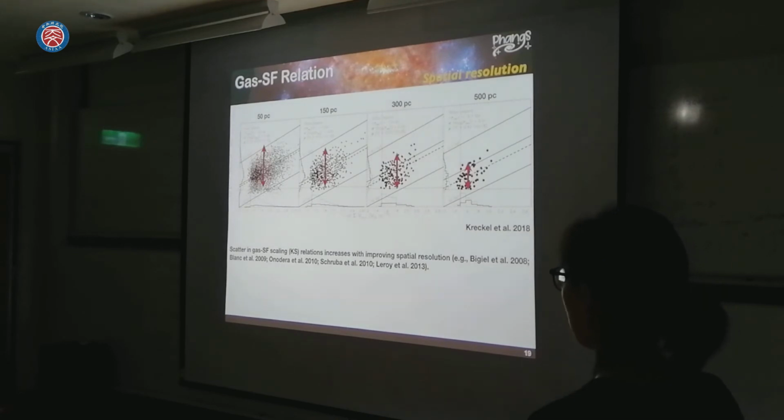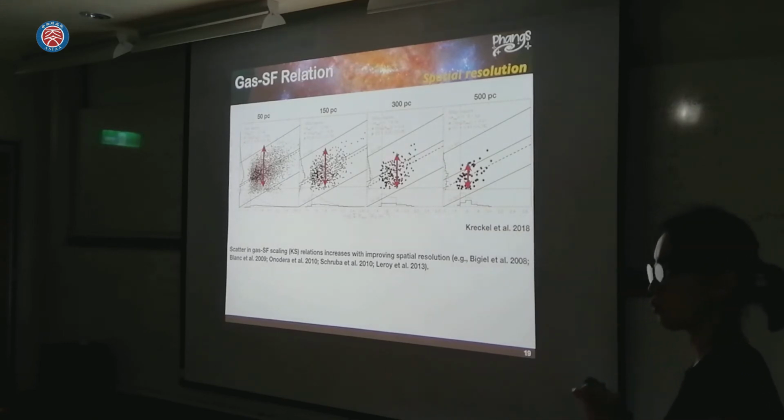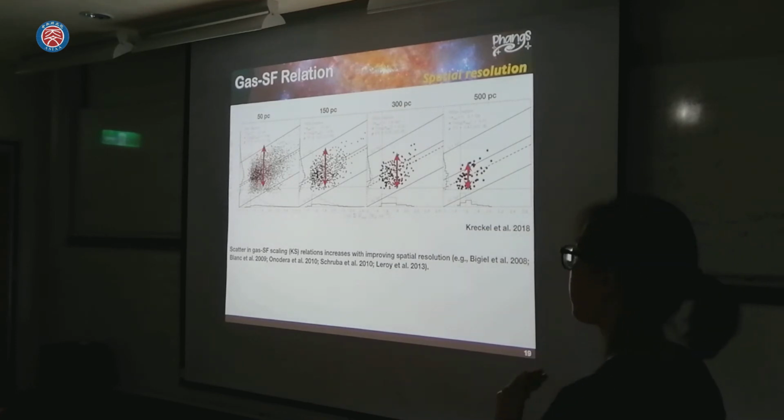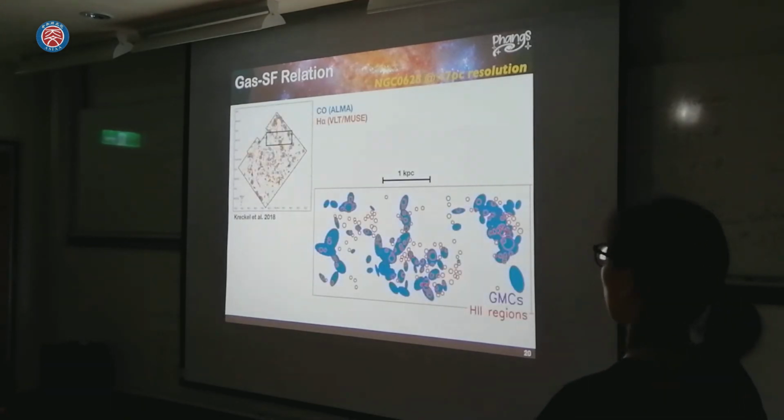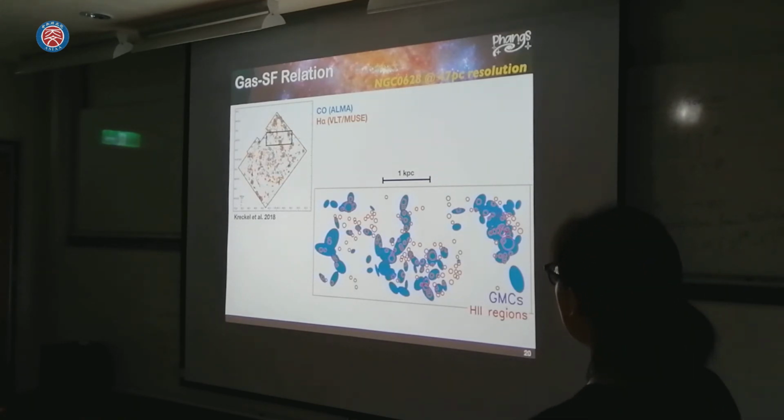This is because when the resolution approaches the scale of individual giant molecular clouds or individual star forming regions, the tracer of molecular clouds and the tracer of star formation become spatially distinct. So here is an example. This is one of PHANGS galaxies, NGC 628, and here is the CO map and H alpha map of this galaxy at a resolution of 47 parsec.